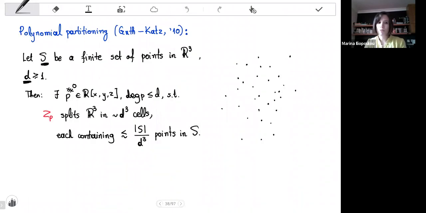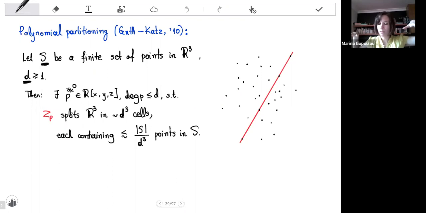So this is what it says. We can find a polynomial of low degree, as low as we choose, whose zero set splits the space in a specific number of parts that depend on the degree, and each part contains at most its fair share of points. And of course, we may have a lot of points on the zero set as well. So the way you do this is first, you look at the set you have, and you bisect it with a plane, say. This is the first step. And when I say bisect, I mean that, okay, maybe many points are on the zero set, but at most half are on the left, at most half are on the right.